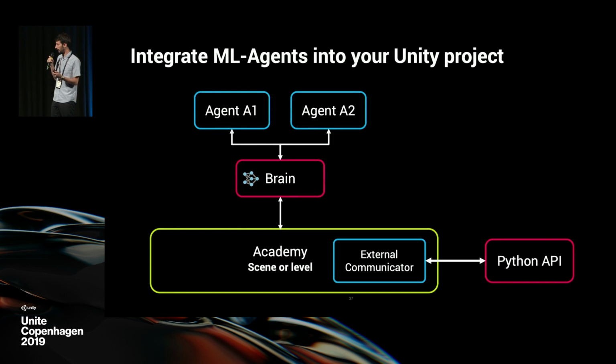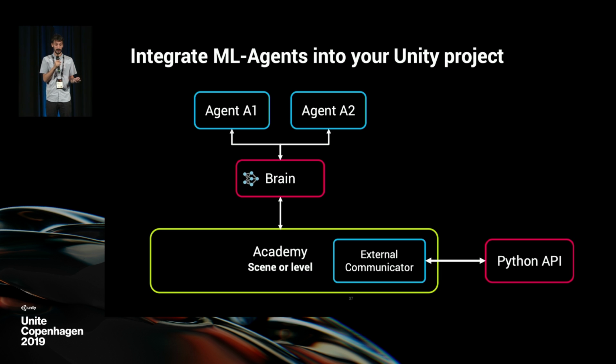So first, how do we integrate the Machine Learning Agents toolkit? This is a rough diagram of how it works. This is an example with just two agents and one brain. The brain here is basically the policy holder. It's what's holding the policy. And you can see that the agents are connected to a brain. Here they're connected to the same one because we want them to have the same behavior.